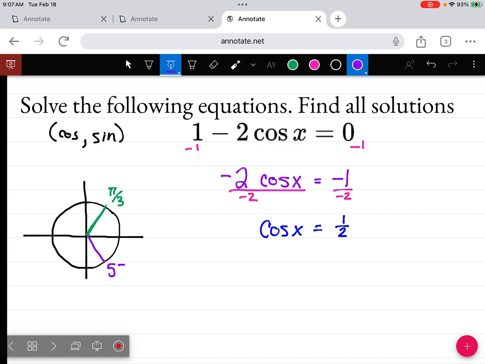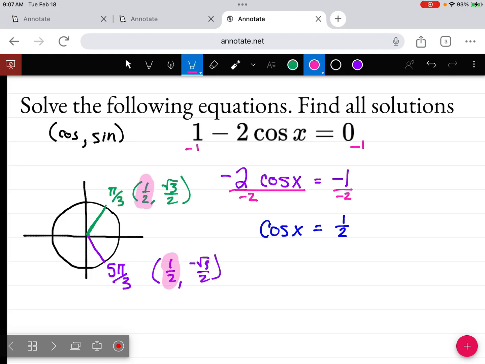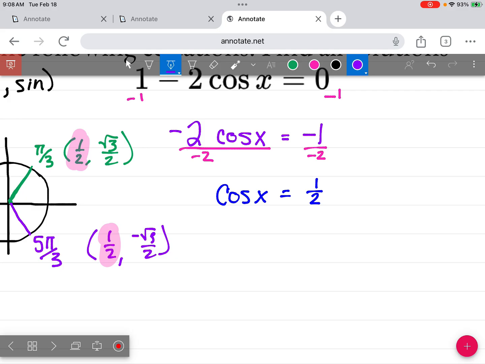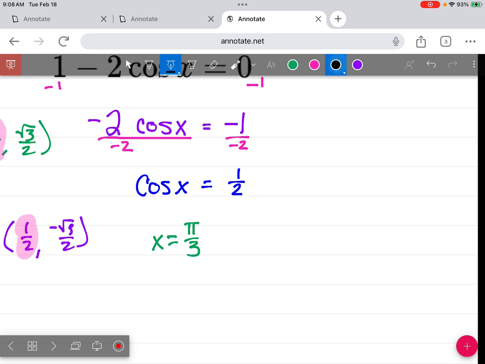These guys both have our cosine at 1/2. It's just that this one has our negative square root of 3 over 2, and this one is our 1/2 and our positive square root of 3 over 2. So thinking about our ordered pairs that way, we're looking for where we had a positive 1/2 here. So we have two actual answers. We know that cosine of pi over 3 would give us a 1/2. So we could have that x equals pi over 3. And we have another option. X equals 5 pi over 3 would also give us 1/2.